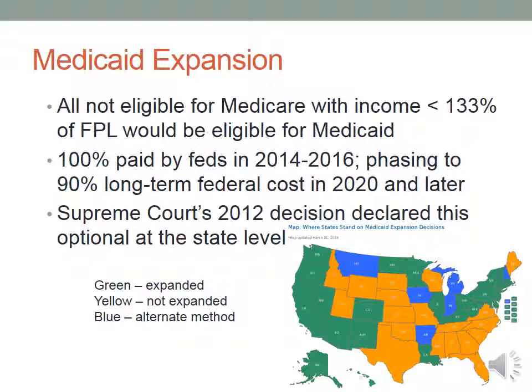The Supreme Court's 2012 decision that upheld the individual mandate actually undermined the Medicaid expansion, declaring this optional at the state level. And so you can see that some states chose to expand and some states chose not to. So in those states where they didn't expand, then the very low income people still have an access problem.